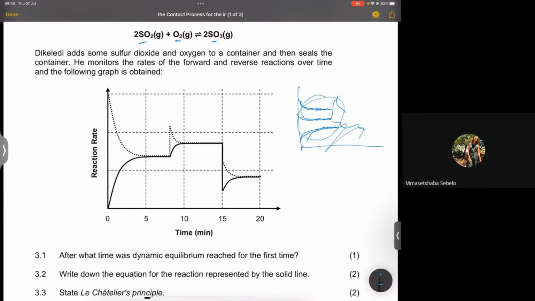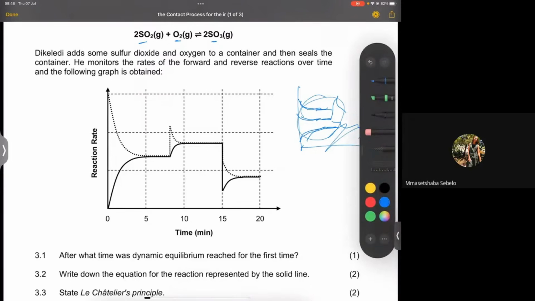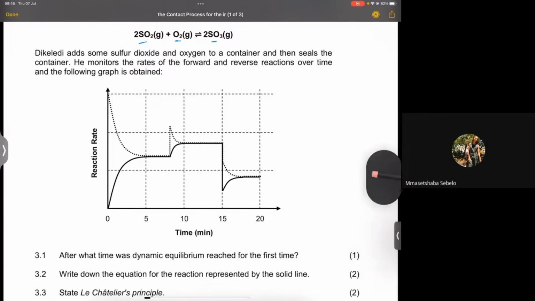But now you've got another scenario where you've got a graph, not of concentration, but of your rate of reaction. The two graphs represent the reverse reaction and the forward reaction. Now, which one do you think represents the forward reaction, the solid or the dotted? And why? Not just take a guess.